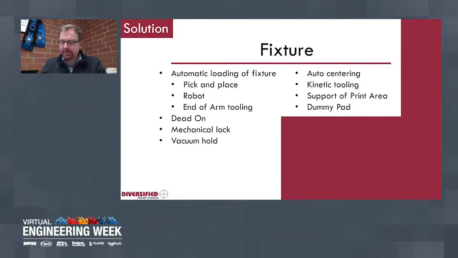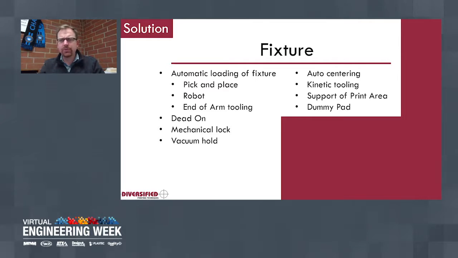That end of arm tooling could be suction cups, it could be grippers, it could be a combination of suction and grip. There's lots of ways to affect the part. A lot of times we use suction to put a part onto a system, but we have to be careful about using that suction on the output because it could affect the print area. So there's many ways of looking at that.